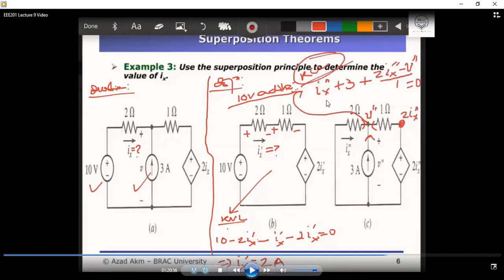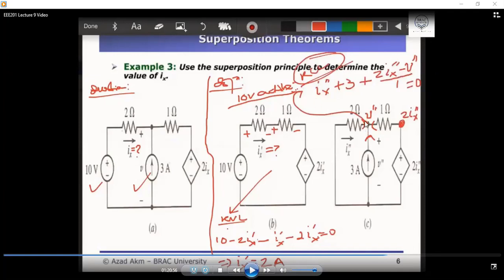Does anyone have any question? Do you have any question to understand? No, it's okay. Then next, our target is to find Ix double prime. In this equation, you have Ix double prime here and here. The only problem is V double prime. If you can substitute V2 double prime in terms of Ix double prime, then the whole equation will be in Ix double prime, and you can easily find the value of Ix double prime, right?